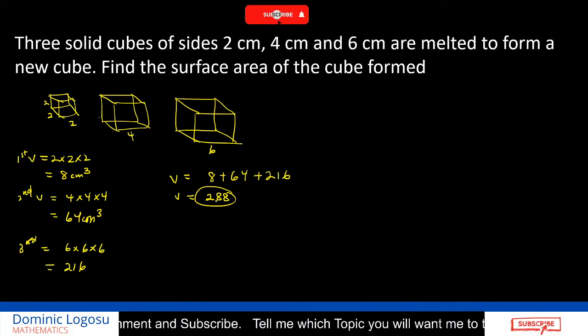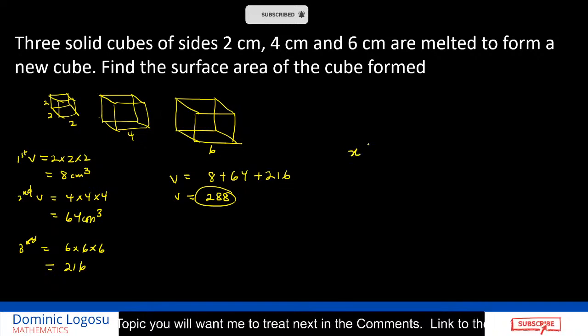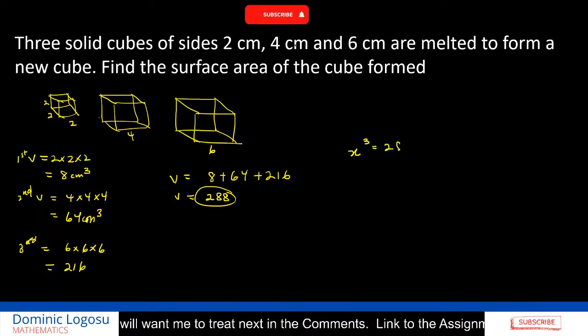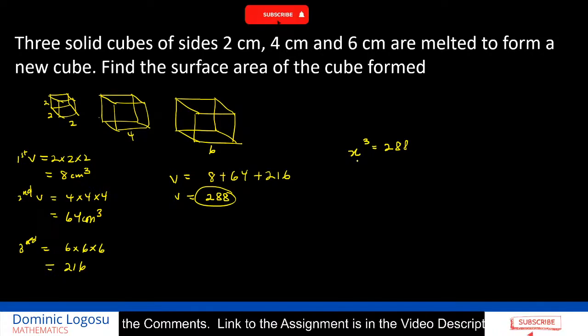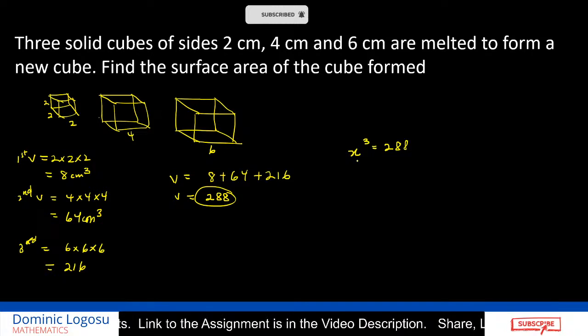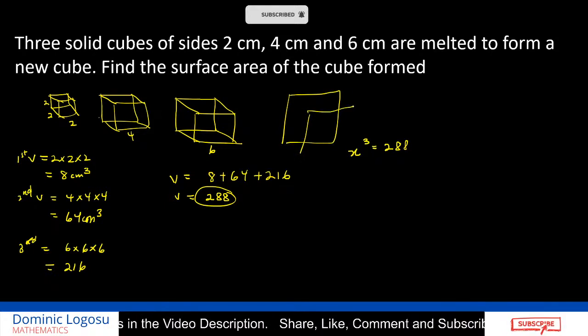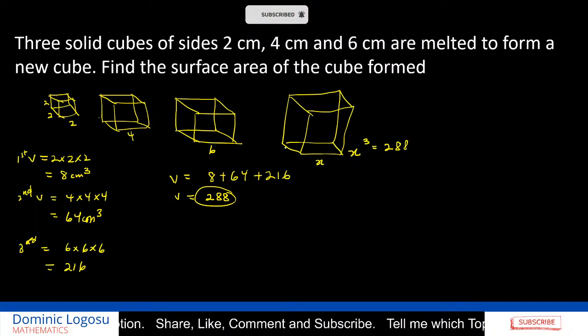But we want to find the total surface area of the cube. If we want to find the total surface area of the cube, then we can find x cubed should be equal to 288. Why should we do x cubed being equal to 288? We know that we melted all these cubes, and this was the volume. Let me just draw a horrible cube. It should have side x. We don't know the side.